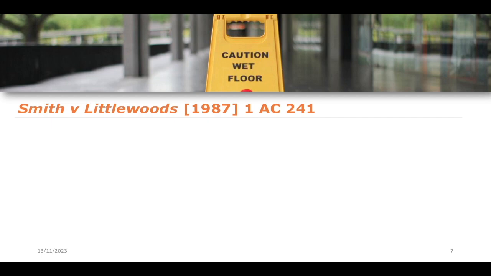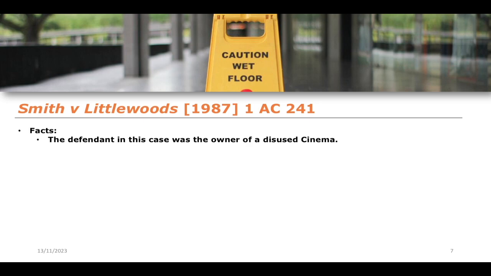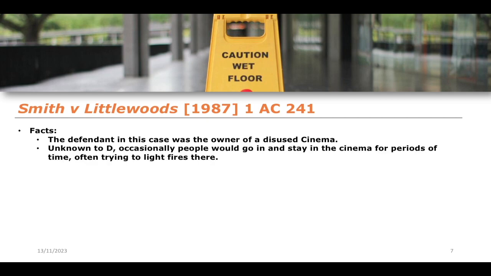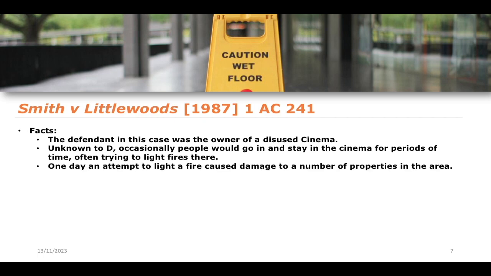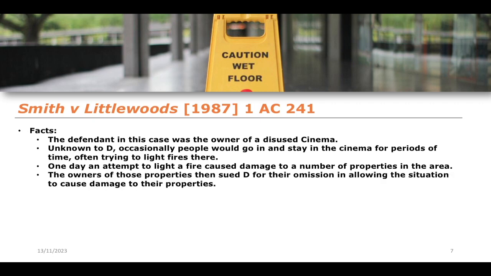Moving on then, in 1987 we get the case of Smith v Littlewoods. The case of Smith v Littlewoods involves the owner of a disused cinema. Unknown to the defendant, occasionally people would go and stay in this cinema for periods of time, often by squatting in it, and when they did so, they would lay fires there. One day, an attempt to light said fire caused damage to a number of other properties in and around the area. The fire got out of control and caused some damage to some other properties that were next to the cinema.